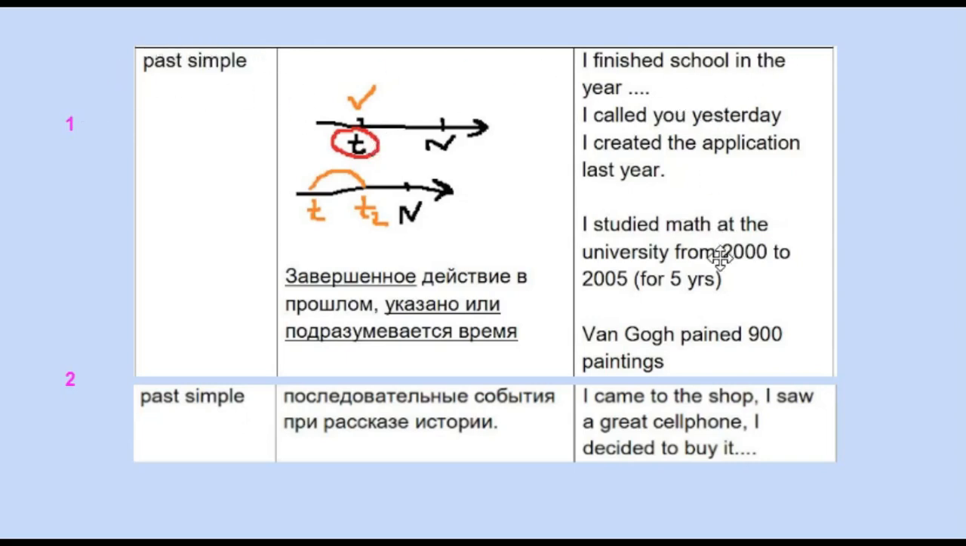I studied math at the university for 5 years. I studied math at the university for 5 years. Let's take this part of the sentence.